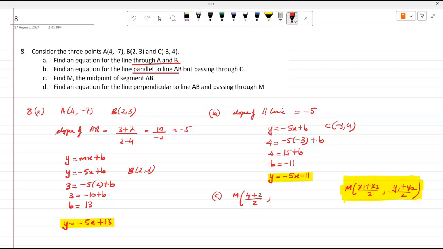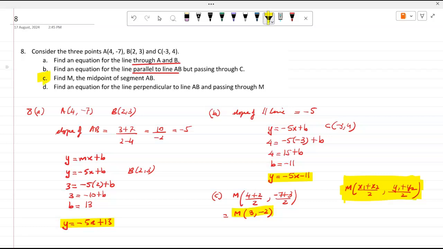So 4 plus 2 over 2, and minus 7 plus 3 over 2. So m is equal to 4 plus 2 is 6, 6 over 2 is 3, and minus 2. That's your answer for C.